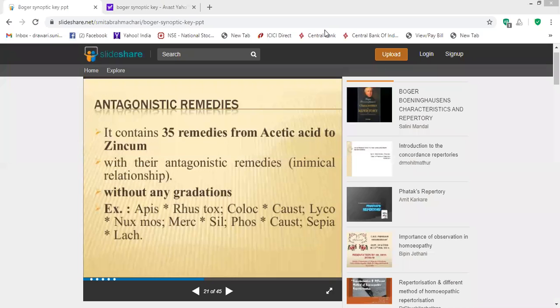Ma'am, yes, antagonist means antidote remedies. No, just a minute. Antagonistic remedies were explained in aphorism number 61 in the 6th edition of Organon of Medicine by our master Dr. Hahnemann.